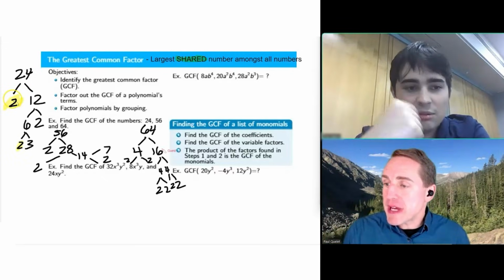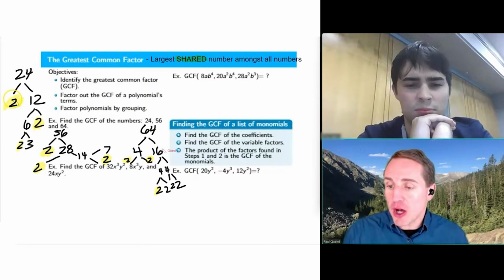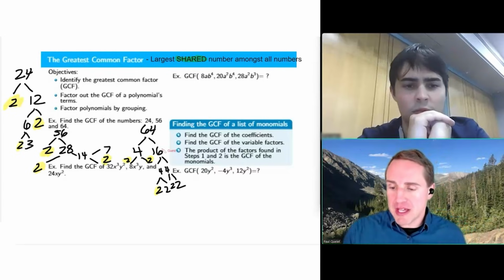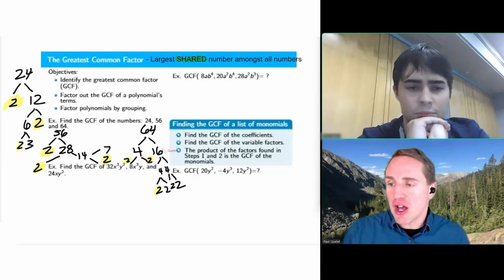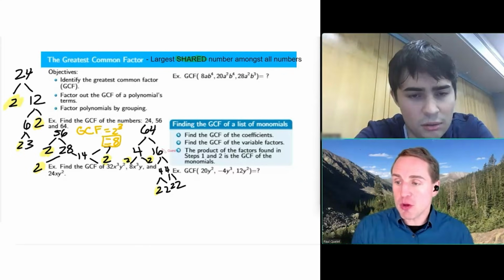In fact, 3 2's. Do you see that? 2, 2, and 2. A trio of 2's. Now, a trio of 2's is really just 2 raised to what power? 3, which is 8. So 8 would be the GCF.